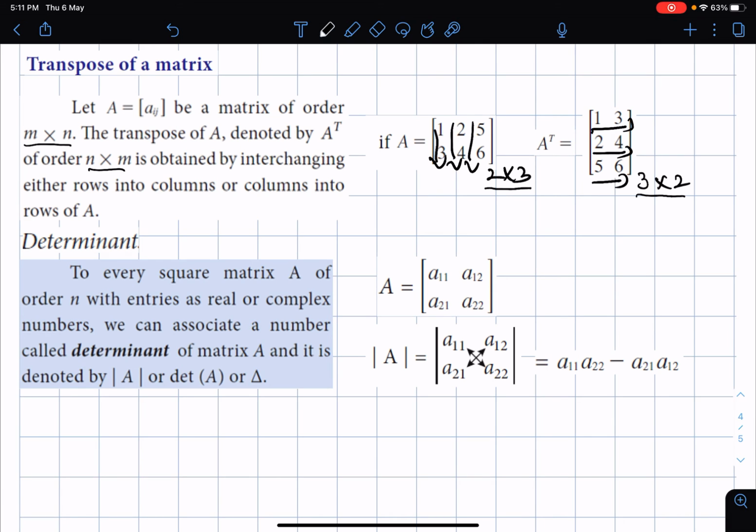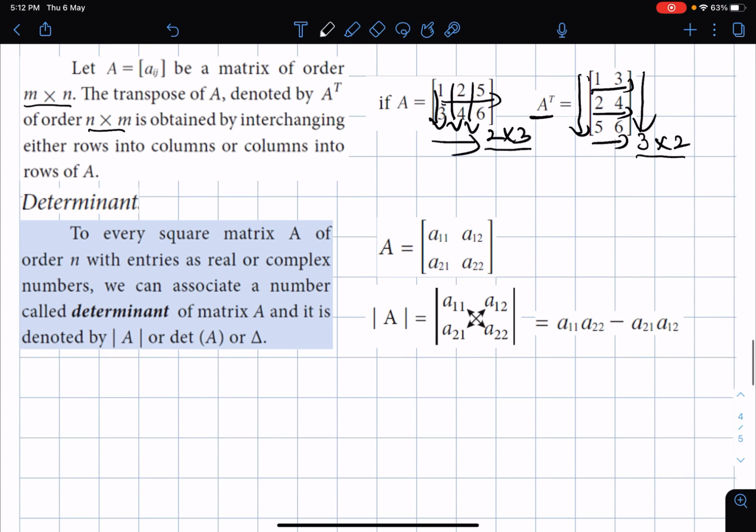Either you can put columns into rows or rows into columns. So row into column, you see 1, 2, 5, isn't it? This is going to be your first column. Similarly, 3, 4, 6 is the second row, and that is going to be your second column. That's all. Both ways it's the same, and this is denoted by A T, read as A transpose.